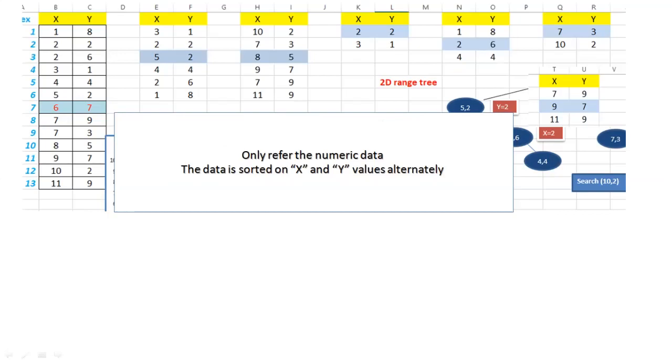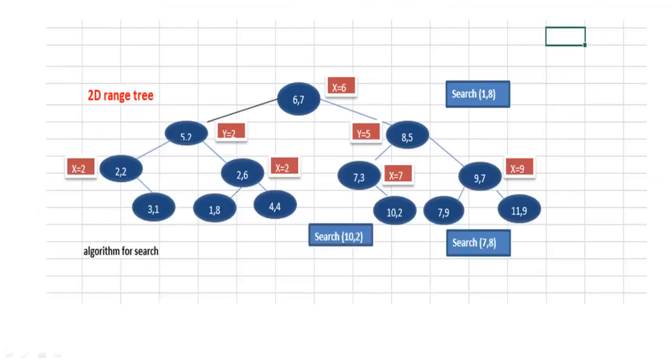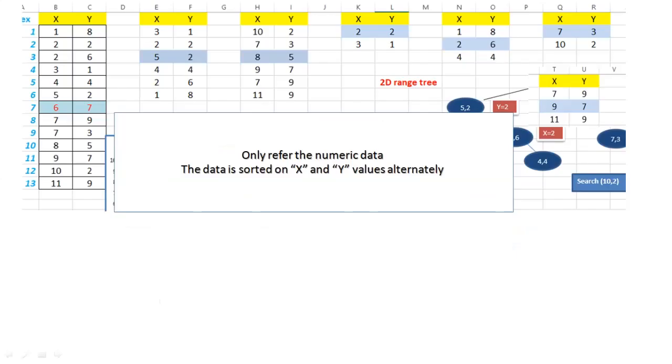Okay, now in the next level, as you can see in the figure, initially we partitioned on the basis of X, next we partitioned on the basis of Y, and again now we have to partition on the basis of X. So let us now try to find out what we get to the left and right of 5, 2. Now if you observe here, the points that we have to the left of 5, 2 are 3, 1 and 2, 2. So now the sorting will be done on the basis of X coordinate, and after sorting, these are the points that we get, that is 2, 2 and 3, 1.